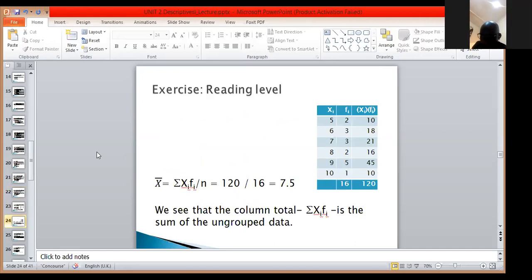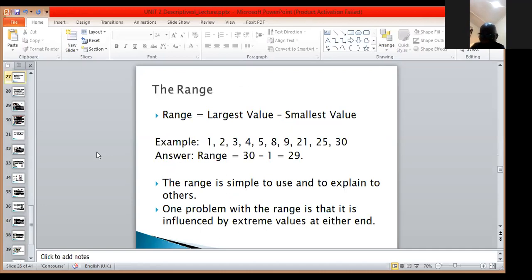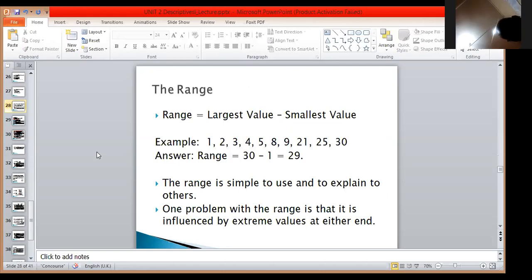I wanted to look at the range, and the interquartile range. How do we calculate the range? Are you able to see the screen? Okay, so the range is the difference between the largest value and the lowest value. That is the range.